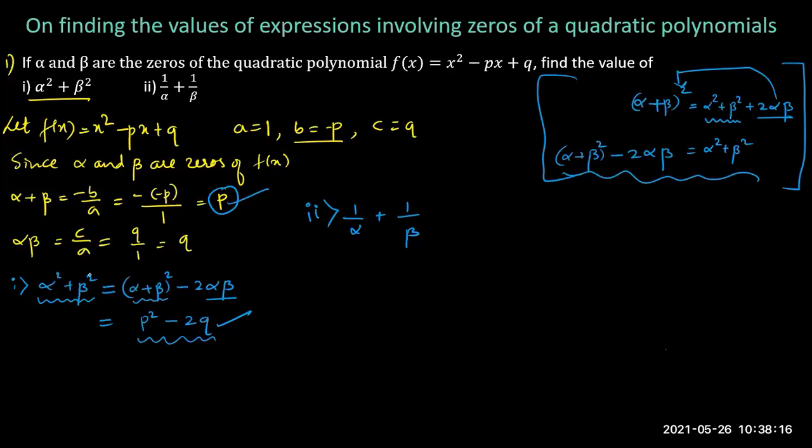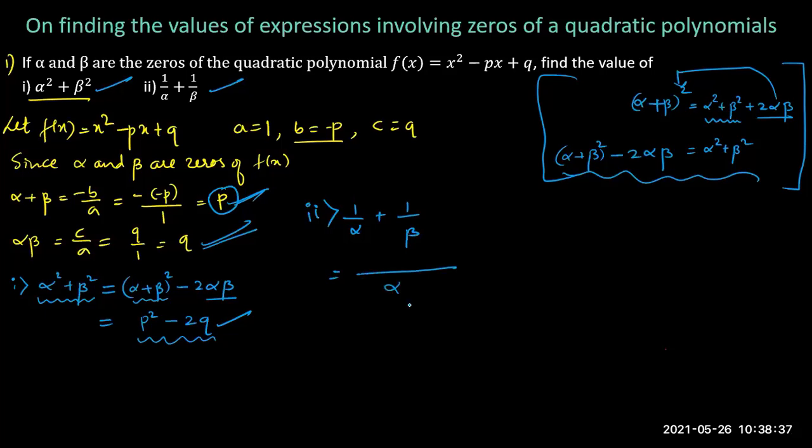In the given expression, they have given us alpha square and beta square, and 1 by alpha plus 1 by beta. We need to convert that into the form of alpha plus beta and alpha into beta, because we know only those two values here. Then we can fill them in. So now it is 1 by alpha plus 1 by beta.